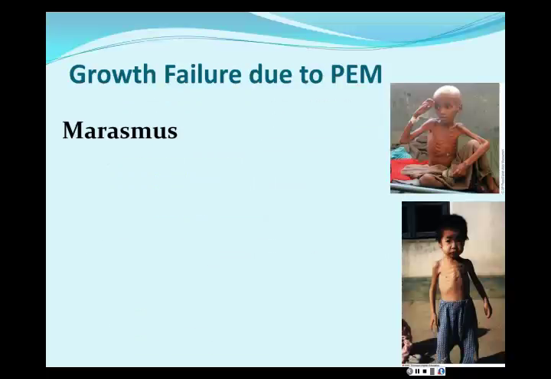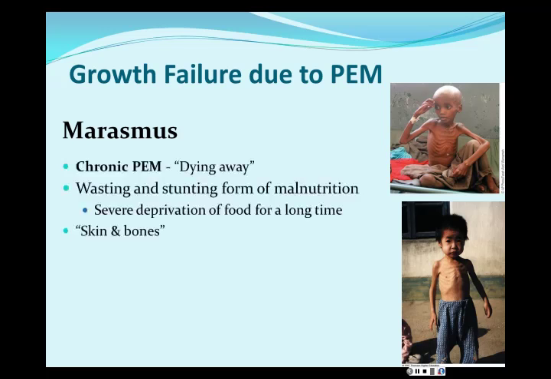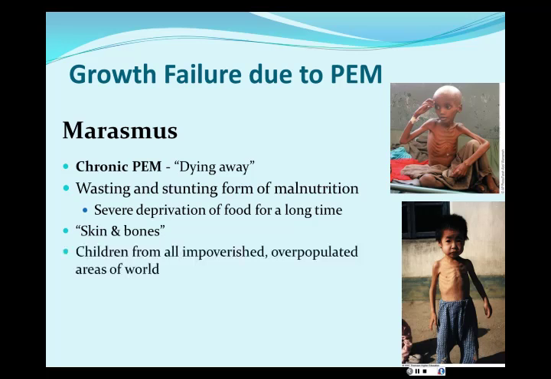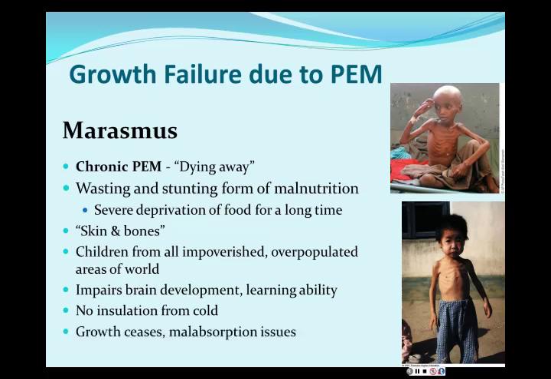So let's take a look more specifically at marasmus and growth failure that occurs due to PEM, protein energy malnutrition. And marasmus is more of the chronic protein energy malnutrition. So let's get the information up here. Okay. Marasmus comes from the Greek word meaning dying away. Okay, it reflects a severe deprivation of food over a long time, and the person is starving and suffering from an inadequate intake of energy, so calories and protein. And this includes inadequate essential fatty acids and vitamins and minerals.